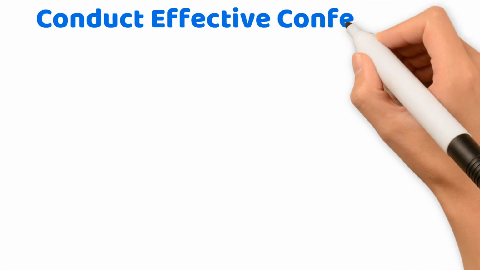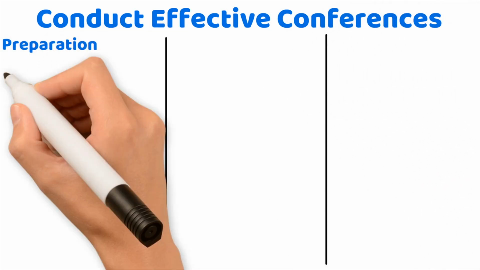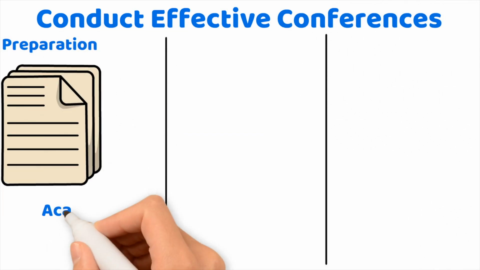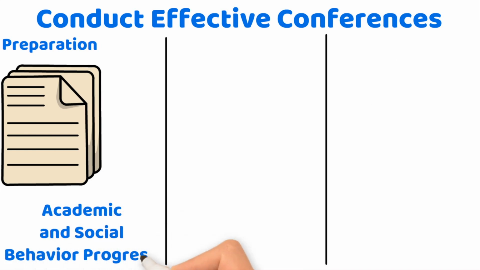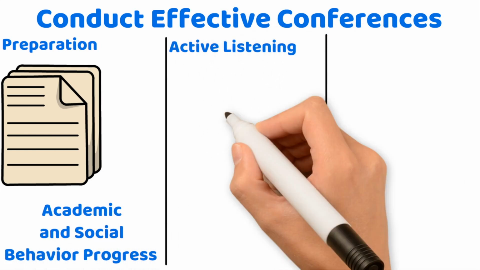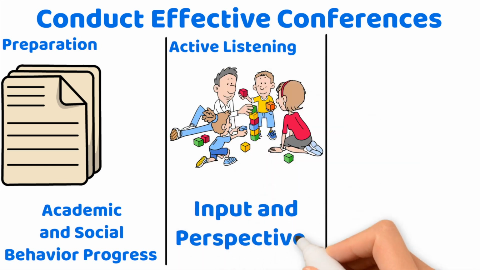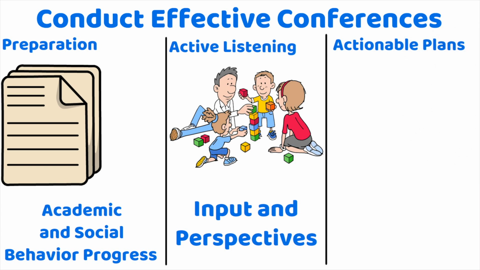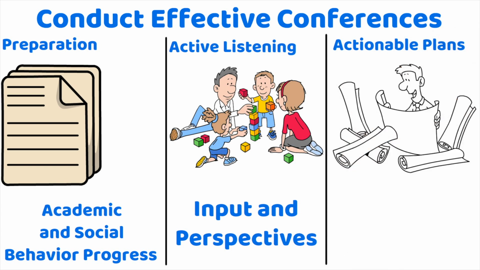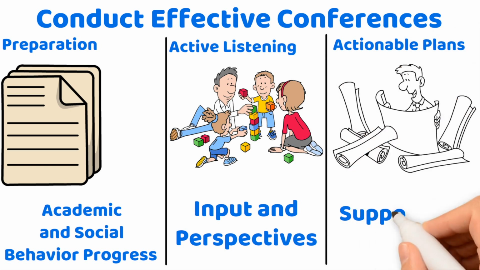Next up, let's list the ways to conduct effective conferences, starting with preparation. Have specific discussion points ready, including academic and social behavior progress. Always use active listening. Engage empathetically with parents, valuing their input and perspectives. And have actionable plans. Conclude with clear, realistic plans for both teacher and parents to support the student.